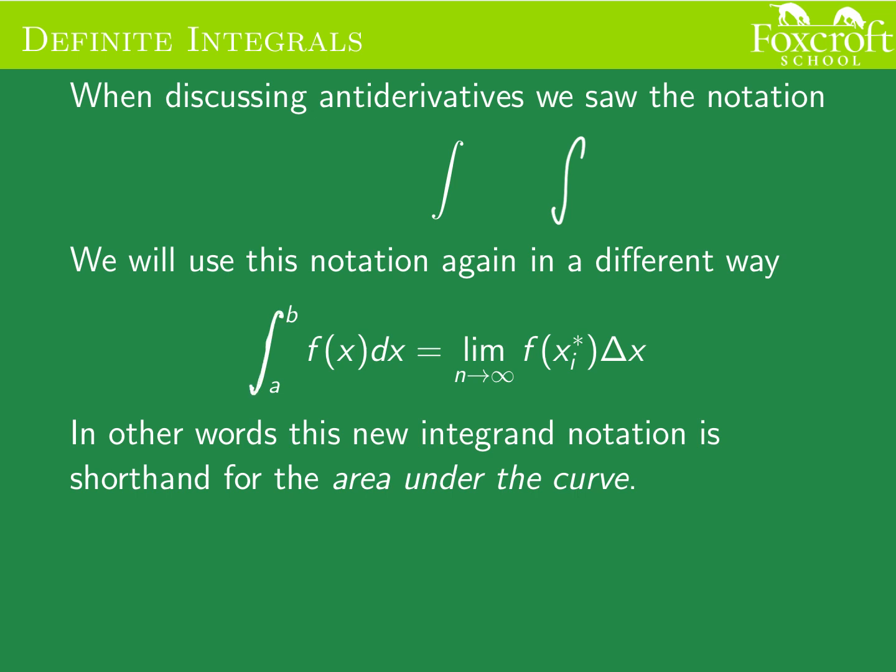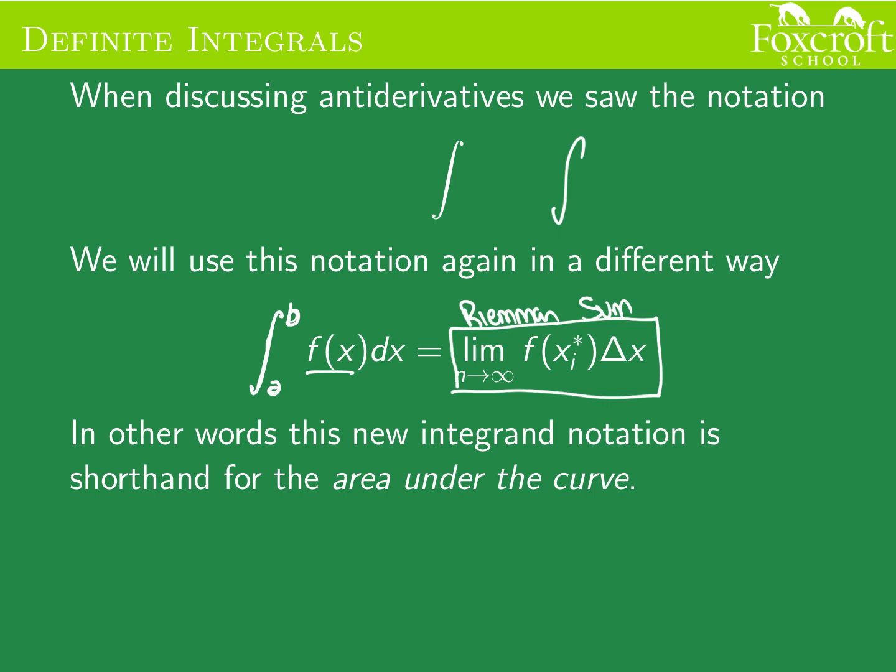So this curvy S symbol, but now we're going to put a number on the bottom and the top. All right, so this is the starting point of our interval, and this is the ending point of our interval. And we have some function. And the way it's defined is this limit, which we saw in our last set of videos. This was called a Riemann sum, which was the area under the curve.